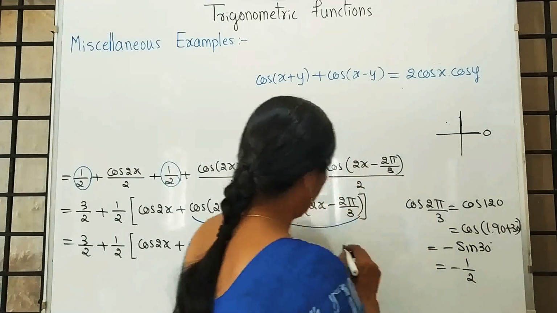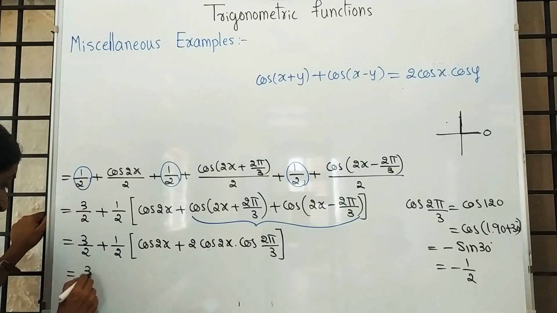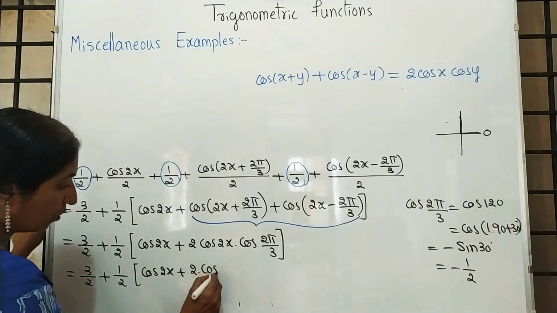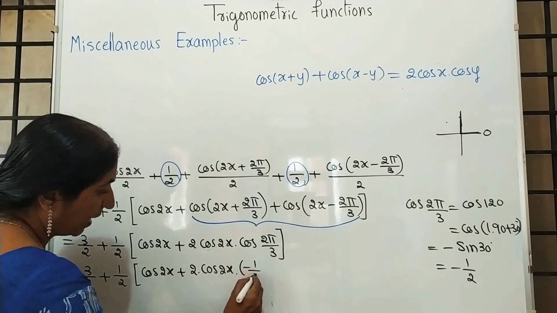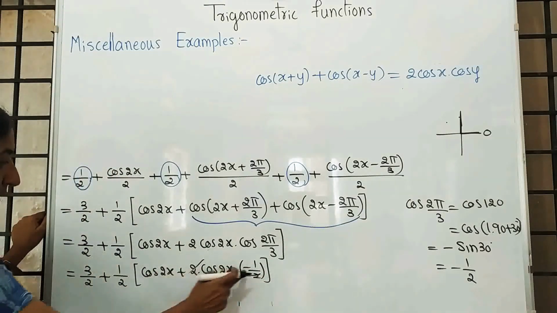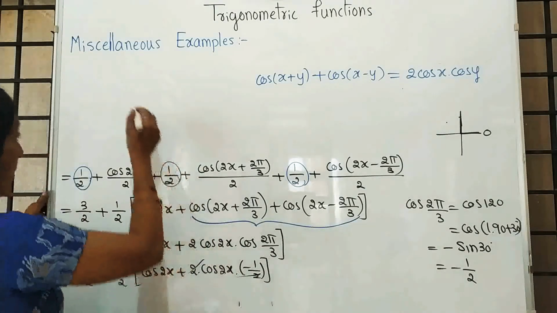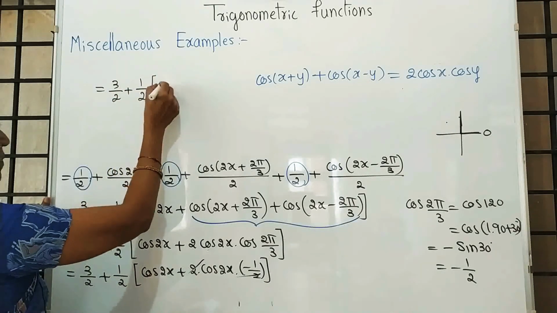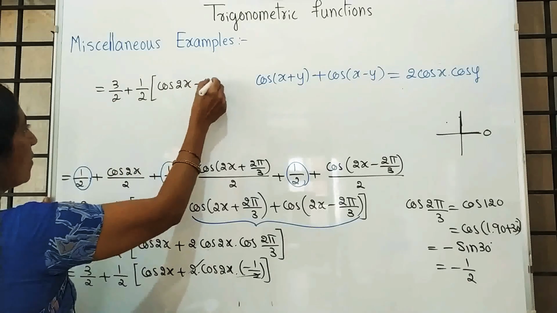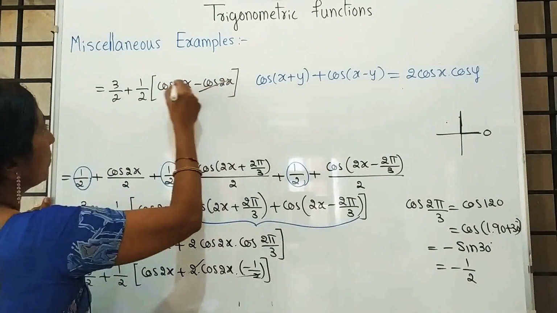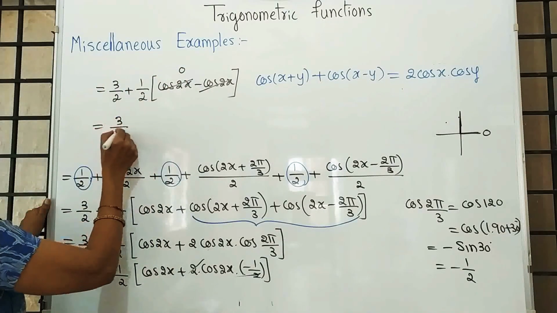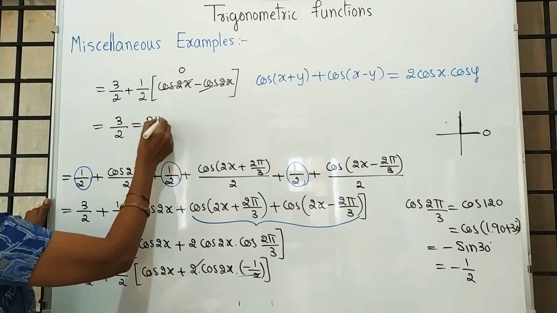It is minus half. So this is 3 by 2 plus 1 by 2 in the bracket cos 2x plus 2 into cos 2x into minus 1 by 2. 2 and 2 get cancelled. Plus into minus is minus. So this is 3 by 2 plus 1 by 2 in the bracket cos 2x minus cos 2x. They get cancelled, that means 0. Half into 0 is 0, and 3 by 2 is remaining. That is nothing but the RHS.